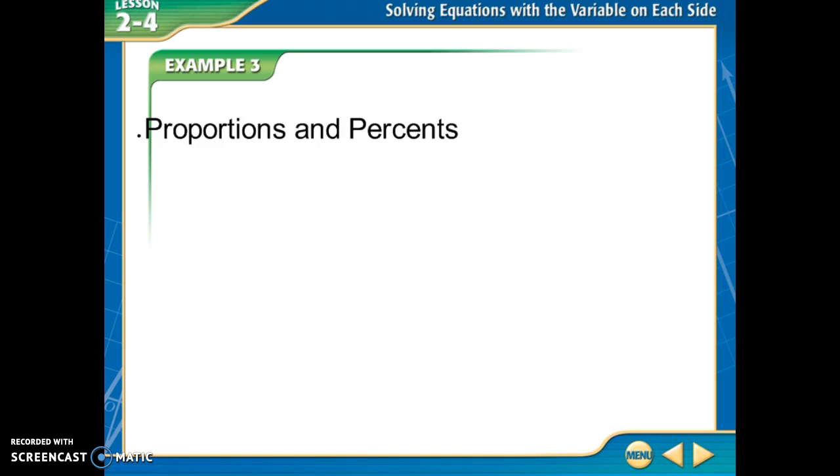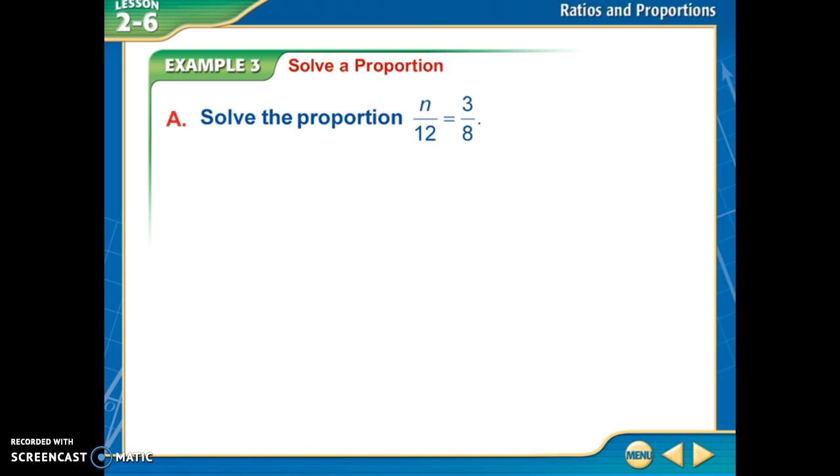Proportions and percents. Remember, a proportion is when you have a fraction that equals a fraction. The easiest way to solve a proportion is just to cross multiply. To cross multiply, I take the top of one side times the bottom of the other, and then the bottom of the first side times the top of the other. So n times 8 is just 8n, and then 12 times 3 is 36. Now I've got an equation that I can solve. To get n by itself, I'm going to divide by that 8 to cancel it out.